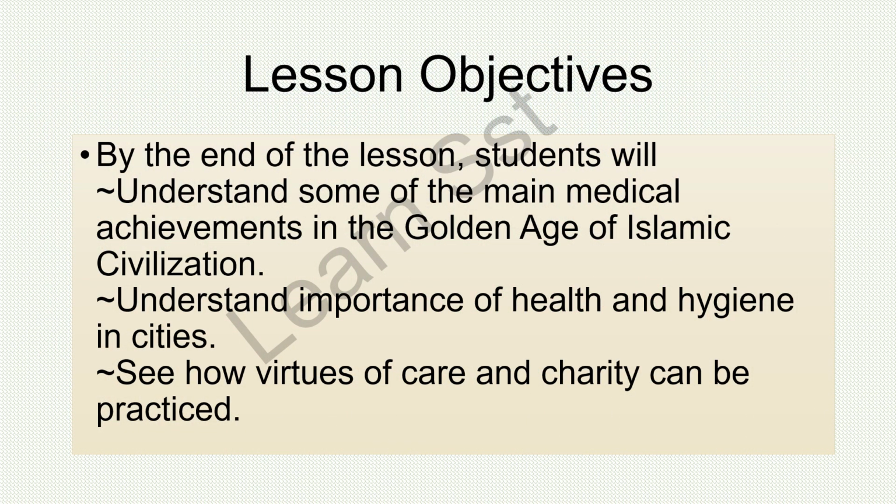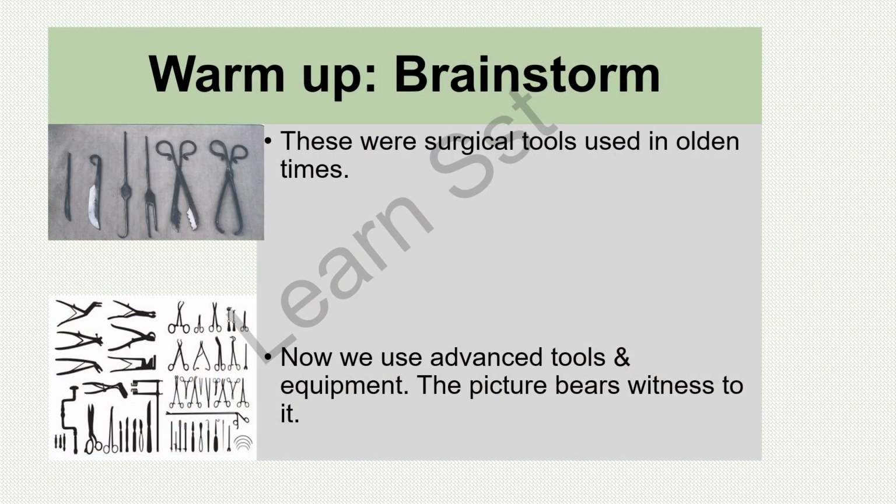So here we have the lesson objectives. By the end of the lesson, students will be able to understand some of the main medical achievements in the golden age of Islamic civilization, understand the importance of health and hygiene in cities, and see how virtues of care and charity can be practiced. So this is a beautiful value of care and charity, and how it can be practiced is very well shown in this particular lesson. This is the warm-up brainstorm question from the textbook. It's a very simple exercise you can go through.